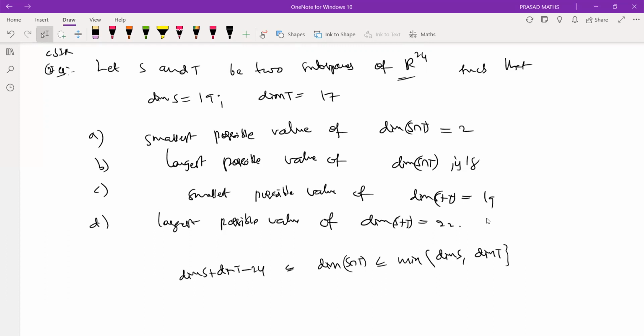So 24. Therefore, minimum of this is nothing but minimum of dimension of S, which is 19, and dimension of T, which is 17. Therefore, minimum of 19, 17 is 17. Therefore, upper bound is 17. Therefore, largest possible value is 17. It could not be actually 18.